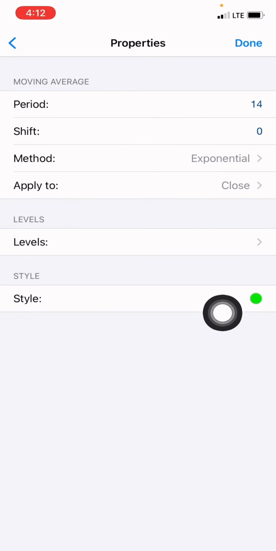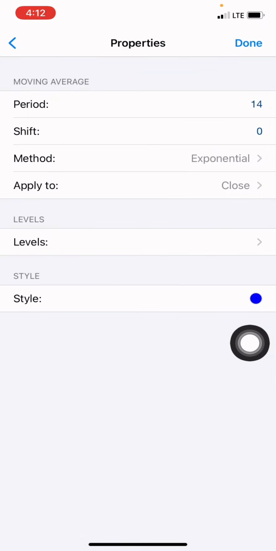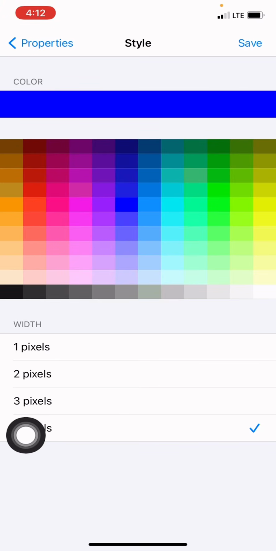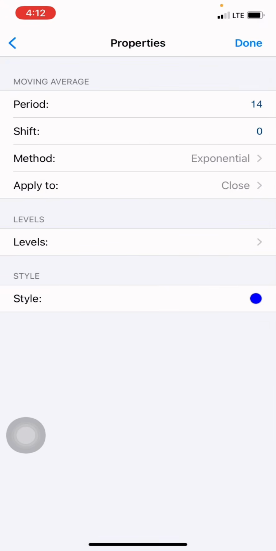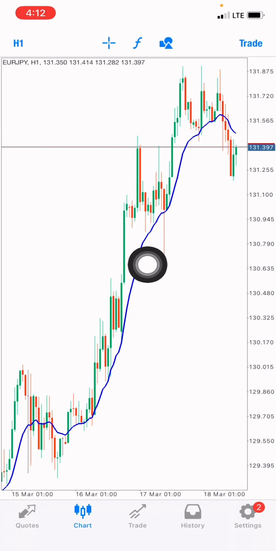Then the green color, we'll choose this to blue, like that. Then we also have pixels: 1 pixel, 2 pixels. These pixels are basically how big your moving average will be. I'll choose 4 because I want my moving average to be seen properly, for better results. I'll press done. So you see, this is my fast moving average. As you can see, it's very beautiful.